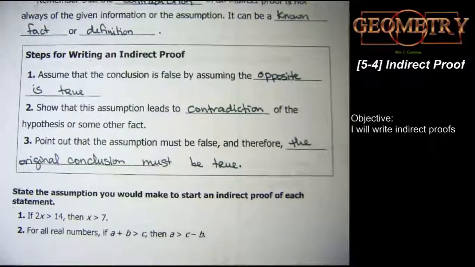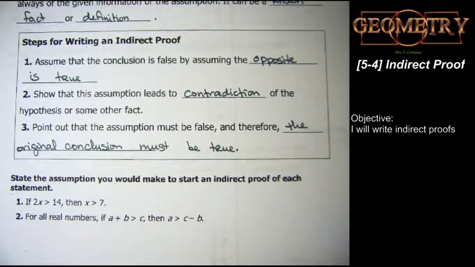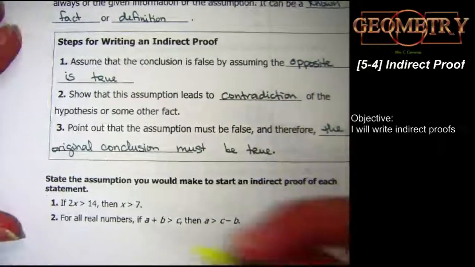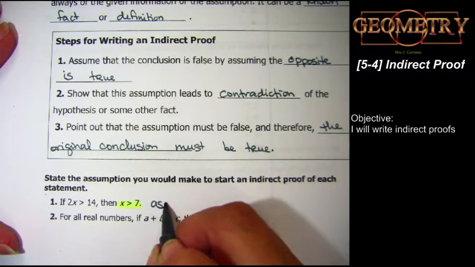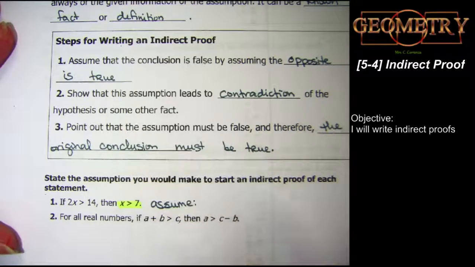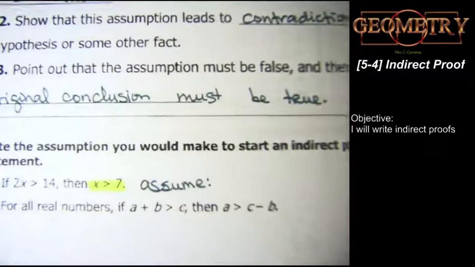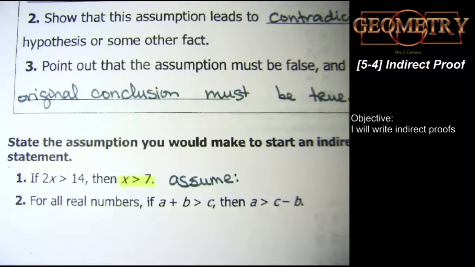Okay, let's practice writing some assumptions with if-then statement conclusions. All right, where's our conclusion? For all the numbers. We're looking at number one? A, B. X is greater than 7 would be the conclusion, because that's the stuff that comes after the word then. So we are going to make the opposite of that. Assume the opposite of X is bigger than 7. What is the opposite of X is bigger than 7? X is less than 7. You're not wrong. But we need more. X is less than or equal to 7.